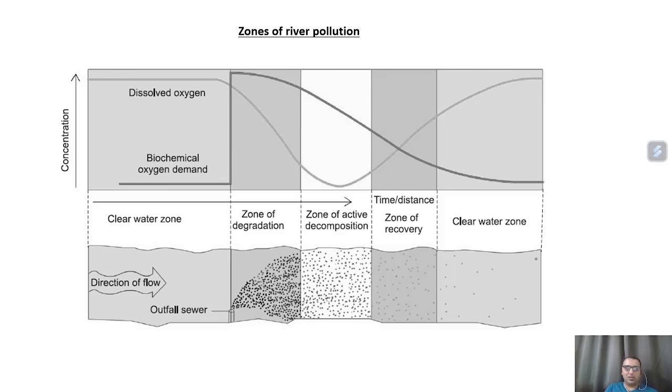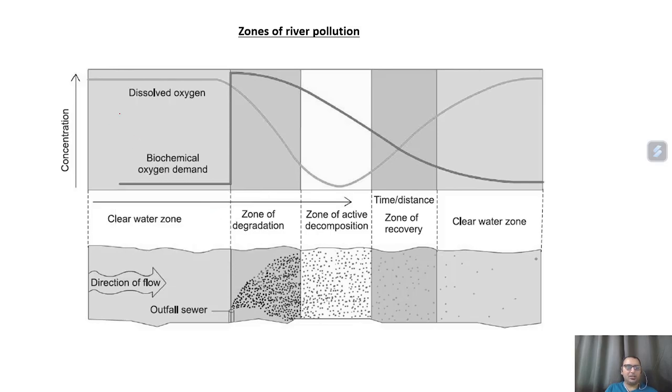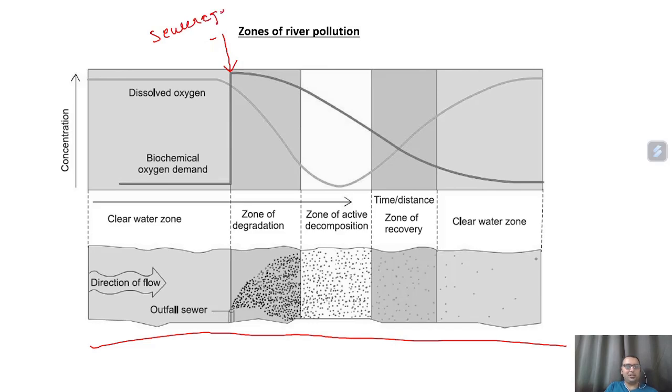So, talking about river pollution. This is a depictive example along the length of the river. You can consider that the river is flowing in this direction, and at this point, say, bad water, or nala water, or sewerage water mixes with the river. So what happens, and what are the zones of pollution along the length of that river when it flows?